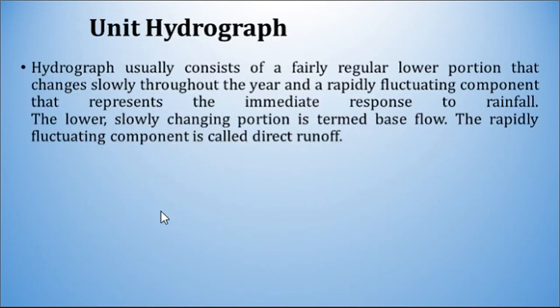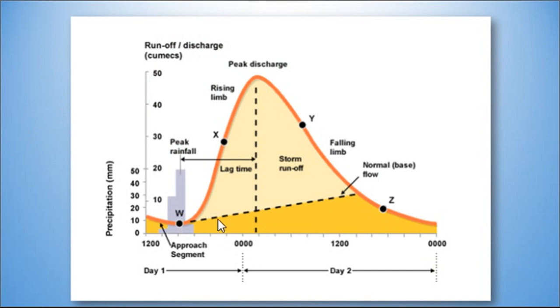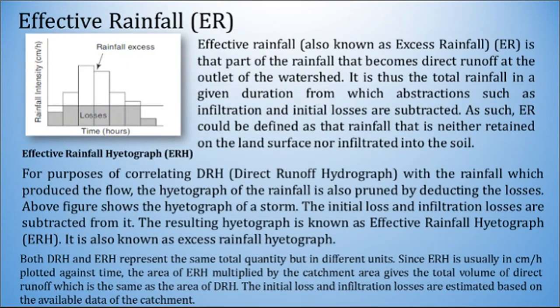A hydrograph usually consists of a fairly regular lower portion that changes slowly throughout the year, and rapidly fluctuating components that represent the immediate response to rainfall. The lower slowly changing portion is termed base flow, and the rapidly fluctuating component is called direct runoff. Here this particular lower portion is called base flow, and the upper portion above this dotted line is called direct runoff.